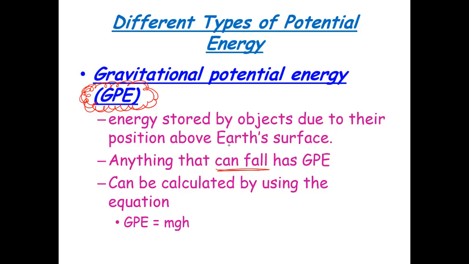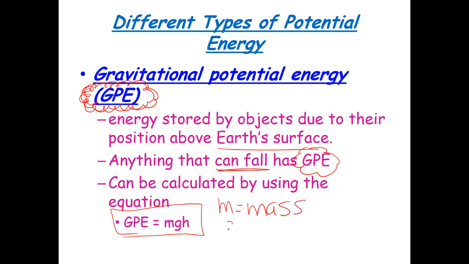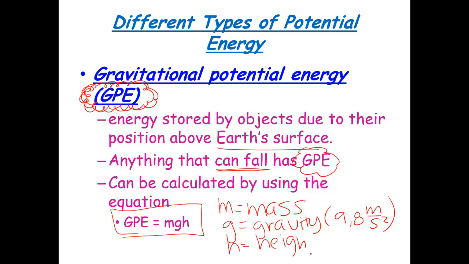It can be calculated by using this equation right here. GPE equals mgh, and the m stands for mass, the g stands for gravity, and of course we're going to be here on Earth, so that's going to be 9.8 meters per second squared, and the h stands for the height that we're at. So how many meters are you going to be above the Earth? Okay, so let's practice that.